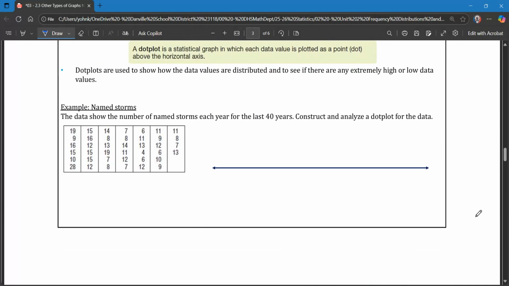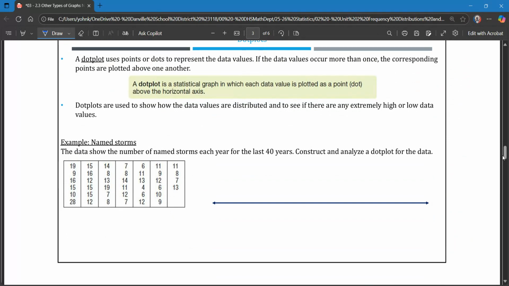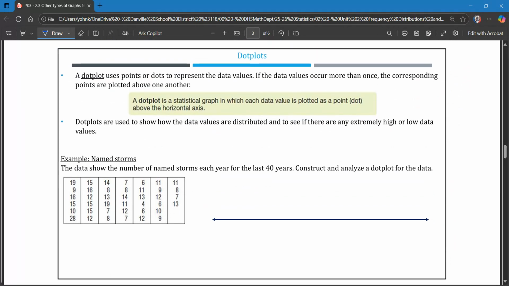Okay, the next type of graph is called a dot plot. A dot plot uses points or dots to represent the data values. If the data values occur more than once, the corresponding points are plotted above one another. So you're going to have a number line and a bunch of dots standing for the different values. Each data value is going to get a dot on the dot plot. So if there are 50 state high temperatures, you're going to have 50 dots on the dot plot.